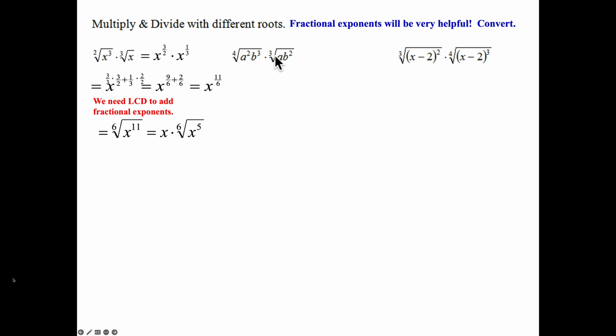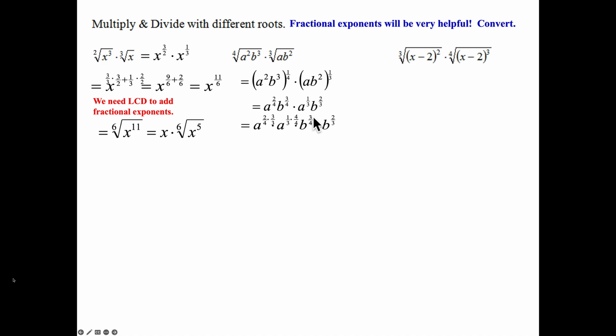Next example, convert them all to fractional exponents: a to the 2/4, b to the 3/4, times a to the 1/3, times b to the 2/3. There they are. Now, what I would do is group the a's together. A times a, add those exponents. A to the 2/4 times a to the 1/3. 4 times 3 will be 12, so we multiply 3 top and bottom of the 2/4, and the 1/3, multiply 4 top and bottom.